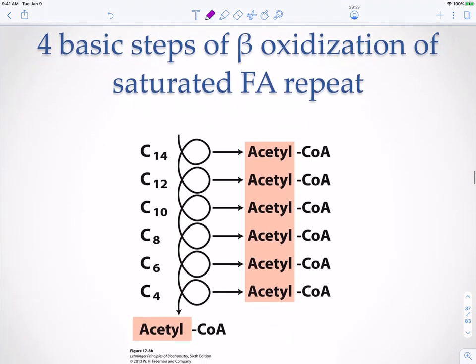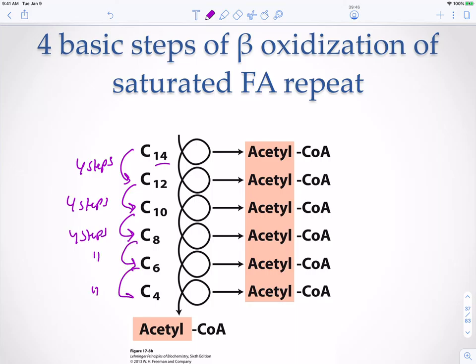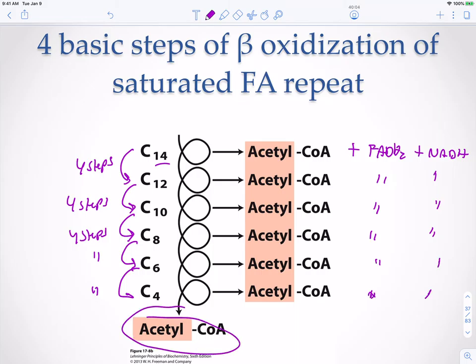So all of these steps are going to repeat over and over again. So we had our carbon 16, we went to a 14, we do four more steps, and we get our 12, we do four more steps, and we do our 10, four steps, and then we do our 6, etc., etc. From each of these, you're going to get acetyl-CoA plus your FADH2 plus NADH all the way through. And so those are going to generate energy as well. And you're going to be left with the final acetyl-CoA.